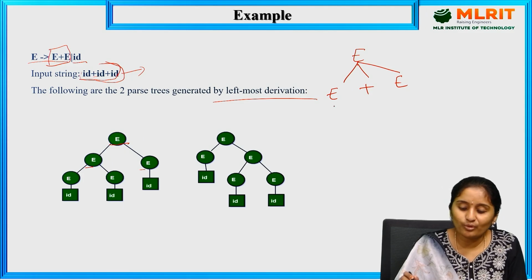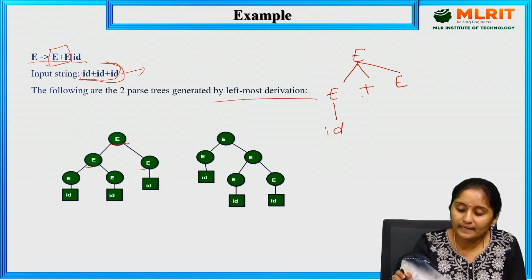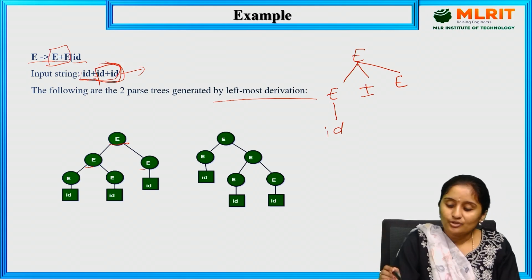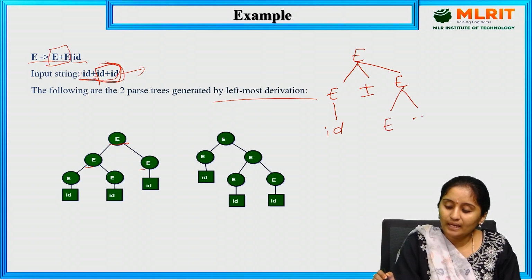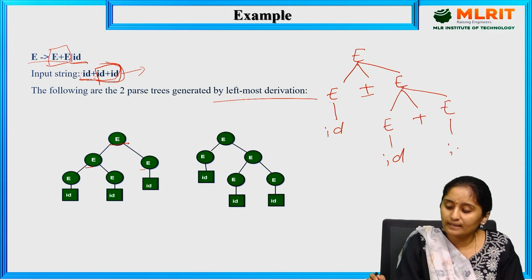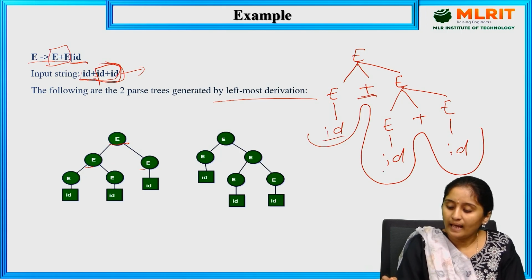The next one, again, what I have here is ID plus ID. I am replacing this E with ID, so I got the first ID, and the next I have plus. But one more I have again is ID plus ID, so I can replace the second one with E plus E. These I can replace with ID, and this E also I can replace with ID. So I got ID plus ID plus ID. So this is one parse tree which I have generated.